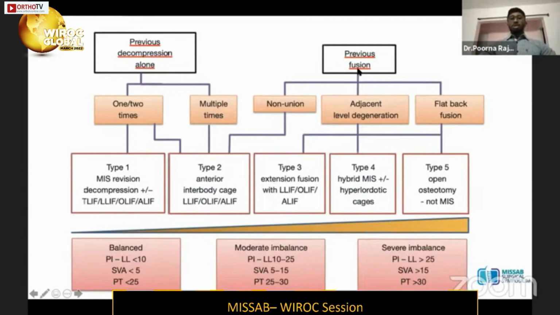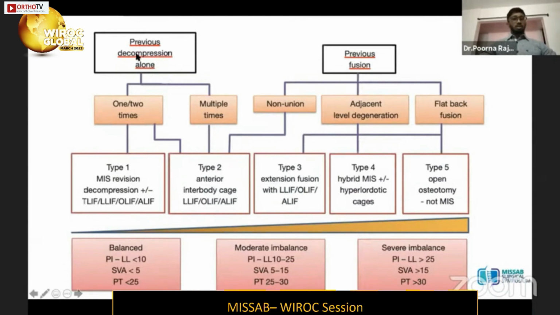And in the fusion category, they categorized patients into non-union following a fusion, adjacent segment degeneration following a fusion with a solid fusion mass across the fused segment, and a previously done flat back fusion causing a severe sagittal imbalance.